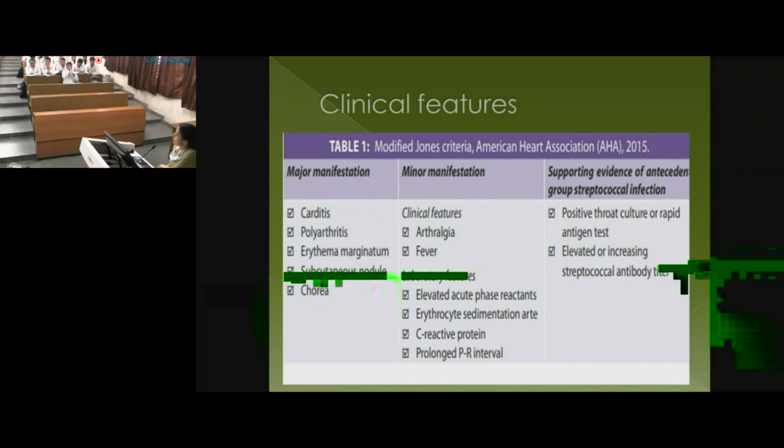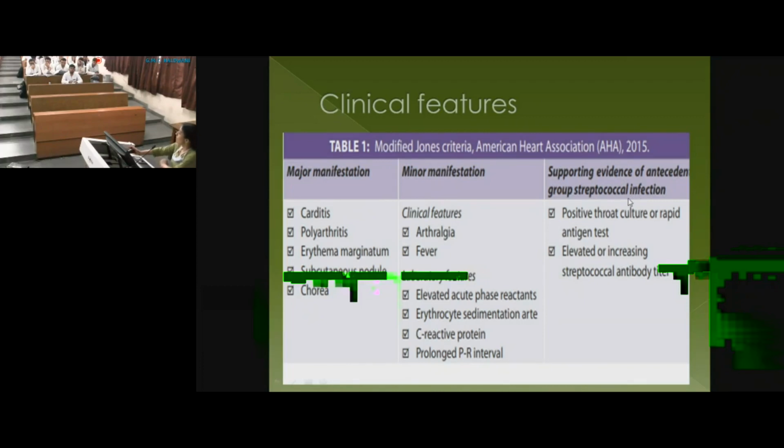Then you have to have supporting evidence of antecedent infection, which can be in the form of positive throat culture or rapid antigen test, which somebody has taken at the acute time, or elevated ASO titers. Anyone knows the cutoff for the titers? It's more than 250 Todd units in adults and 333 Todd units in children. So you have to have either 2 major or 1 major, 2 minor, and you have to have one of these at least. Then only you can say that the child fulfills the diagnosis of acute rheumatic fever.